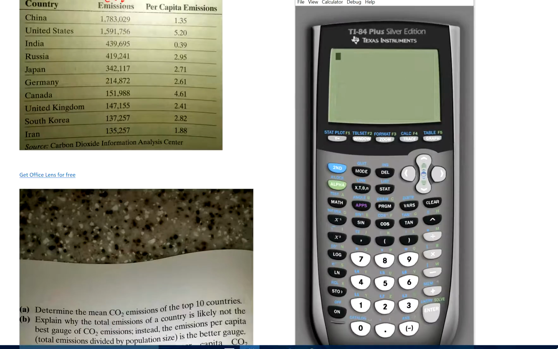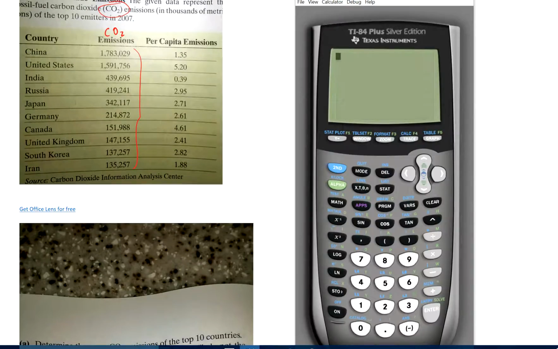All right, so A says determine the average carbon dioxide emissions of the top 10 countries. So let's go ahead and find the average of this. I certainly don't want to just put these in and add them up and divide by 10. Although I can, I'm going to let my calculator do that work for me because I also read ahead a little bit in the problem to see I'm going to have to be doing some other things, dividing by population size and things like that. And so I want to make sure that I'm not repeating my work over and over again.